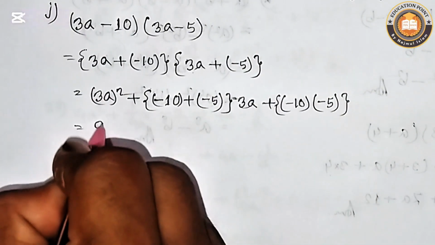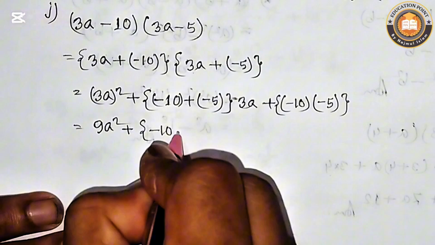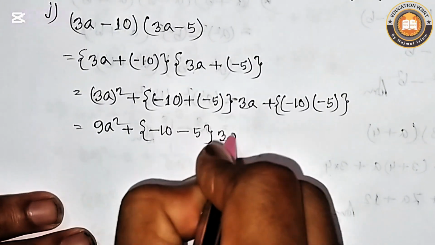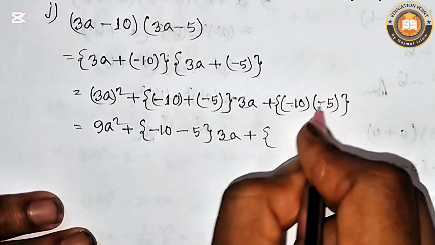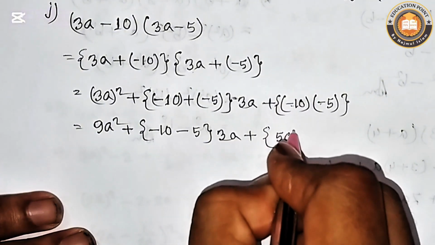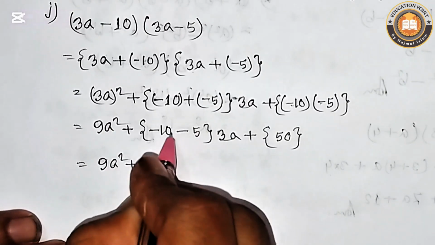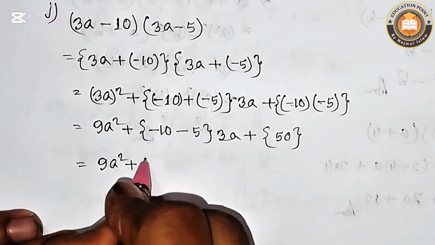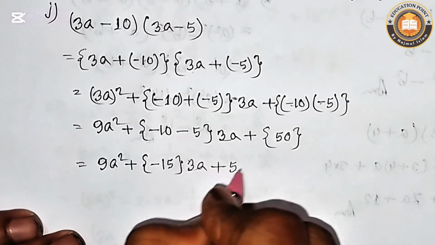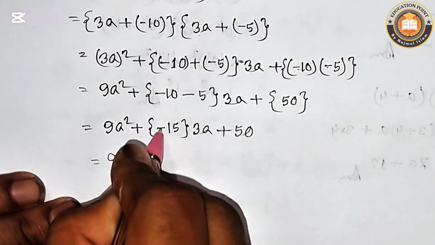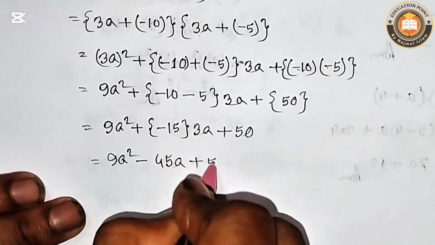Square value of 3 is 9a square, plus minus 10 plus minus 5, into 3a, plus minus multiply minus equal plus, 10 5 the 50. 9a square plus added value of minus 10 and minus 5 equal minus 15, into 3a plus 50, equal 9a square plus minus multiply minus 3 15 the 45a plus 50.